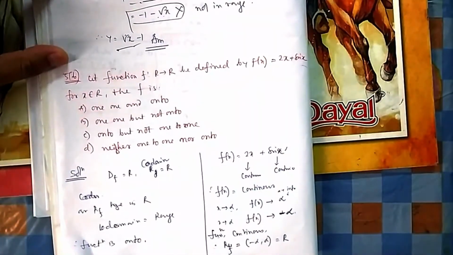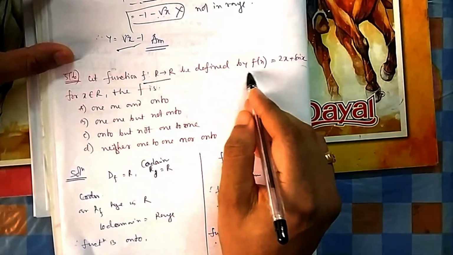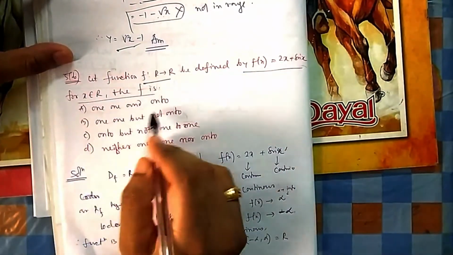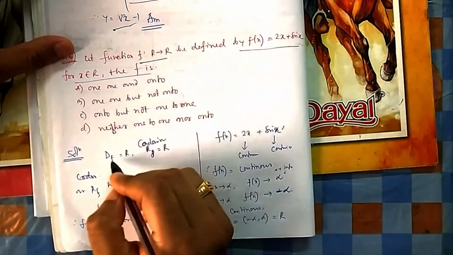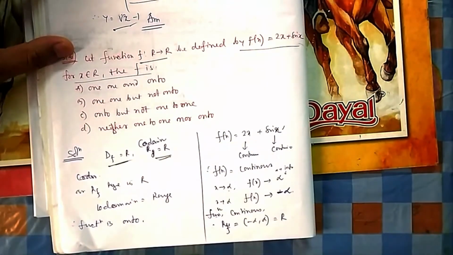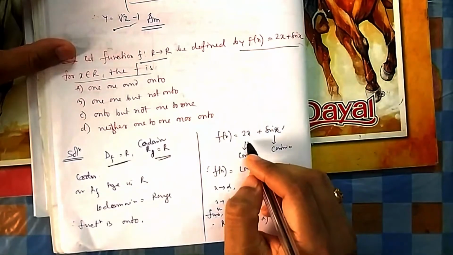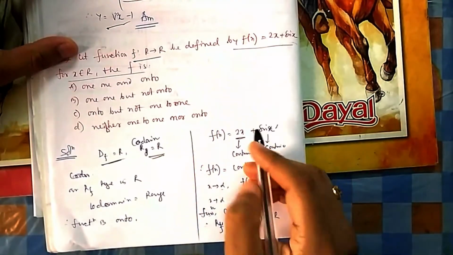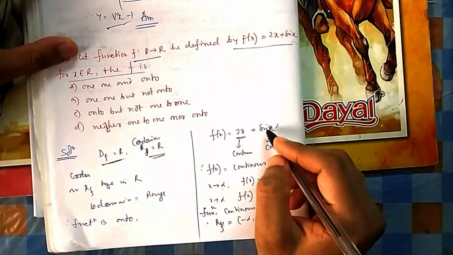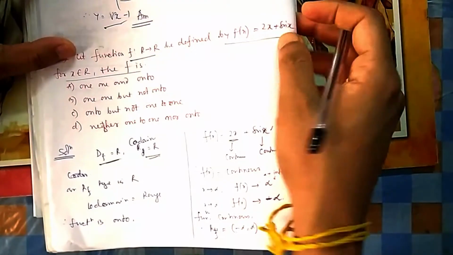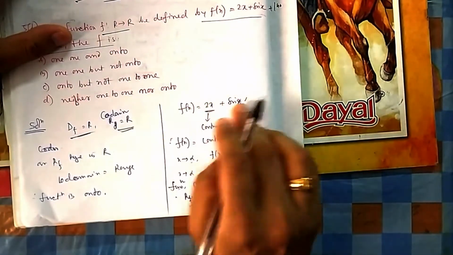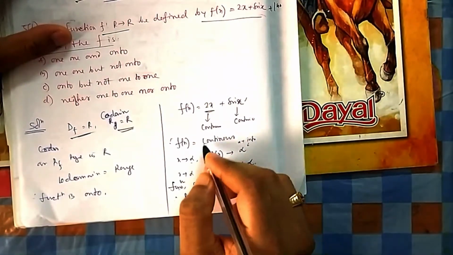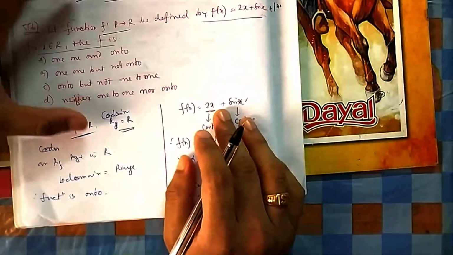Now if you come to 5b, if f is a function from R to R defined by this function, then it is one-one or onto, that you have to determine: one-one, onto, or both. You can see the domain is R, and the codomain is also R. Now let's find its range. 2x is continuous and algebraic, it can take any value. Sin x is also continuous. You can put any value of x, so the domain is anything, minus infinity to plus infinity, that is R.